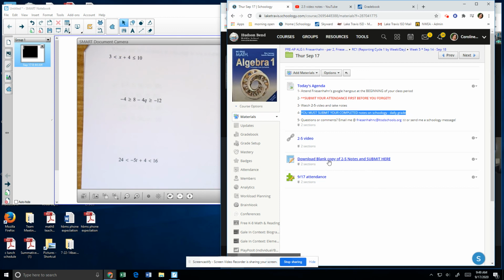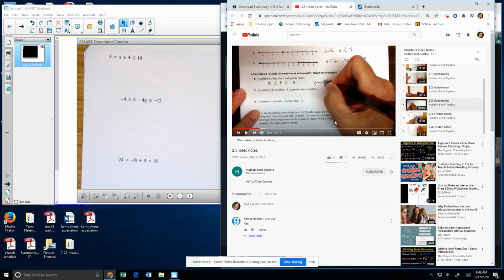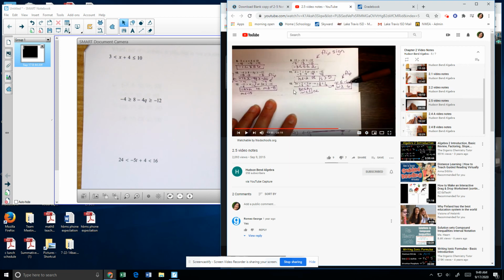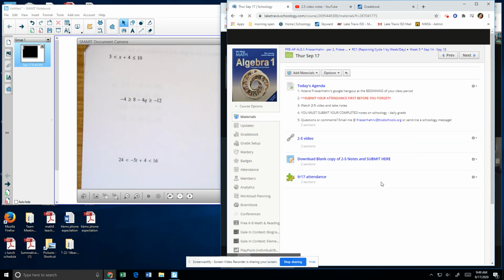So to get your notes, you're going to go right here. You're going to download it. You're going to either print it out and then take a picture of it and submit it, or you're going to open it with Cami and you're going to write down everything Mrs. Peterson writes down. So like all this stuff, all that stuff, even over here, all that stuff, you're going to write all that down. Okay. Write down everything the teacher writes down. And today it's Mrs. Peterson.